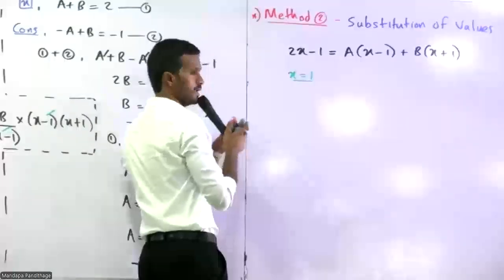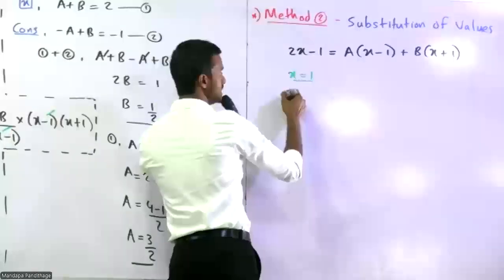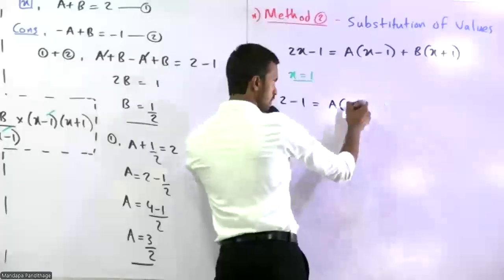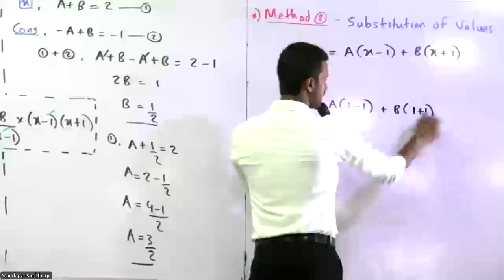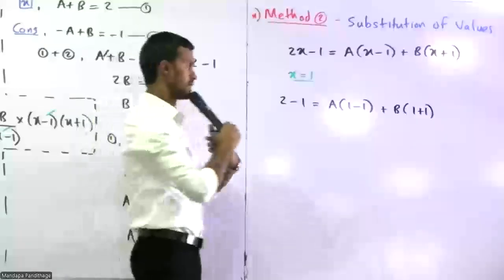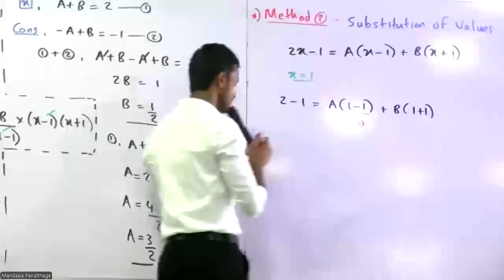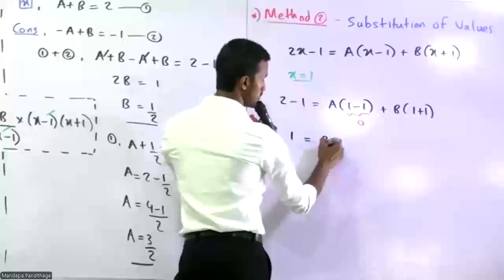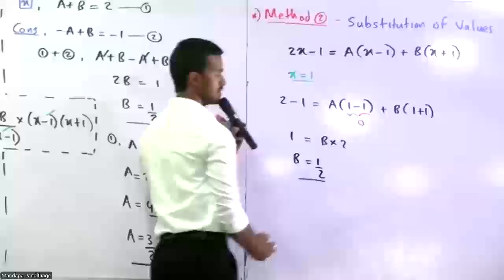Substitute x equals 1. When you substitute x equals 1, you have to substitute both sides. Here it's 2 minus 1, A times, you don't have to write this. For now, I'll just write it because I told you when it is 0, you don't have to write it. You know that is 0. So A times (1 minus 1) becomes 0, so simply it goes away. Then you directly get the value of b: 2 minus 1 is 1, equal to b into 2. B is equal to half. So you get the value that b is equal to half.